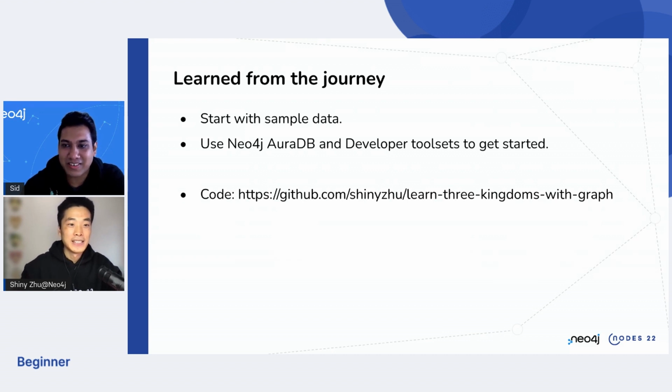Is there a link by any chance, Shiny, that you can share with everyone? I don't think we have a link about that, but you can find many encoding tips in our documentation. Okay, sounds good.